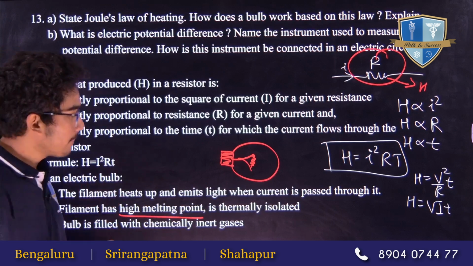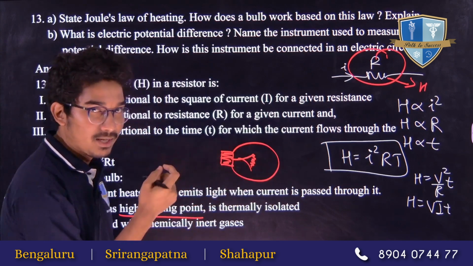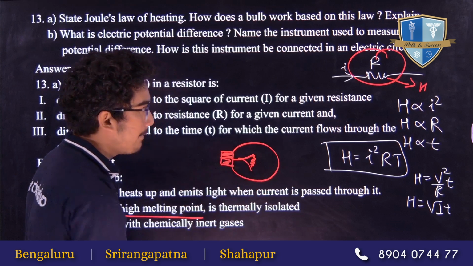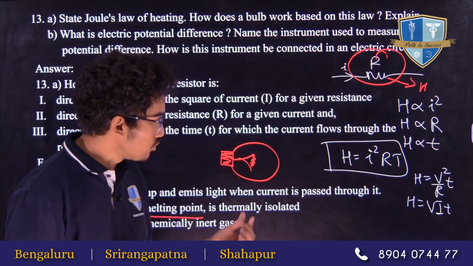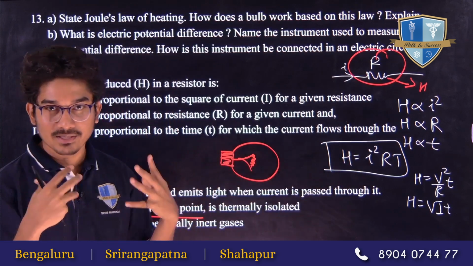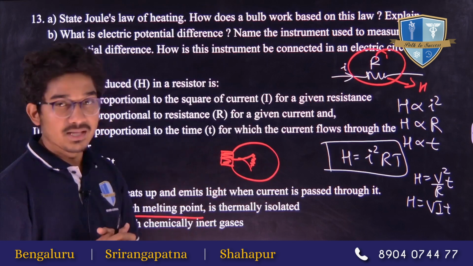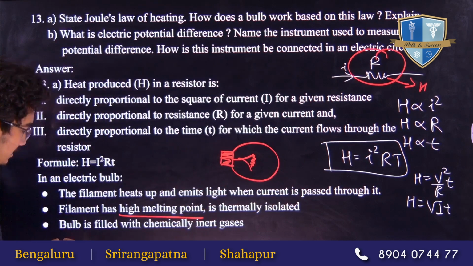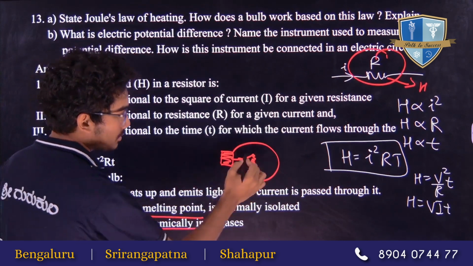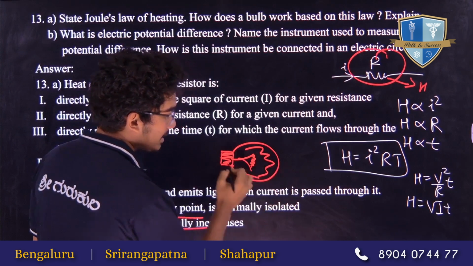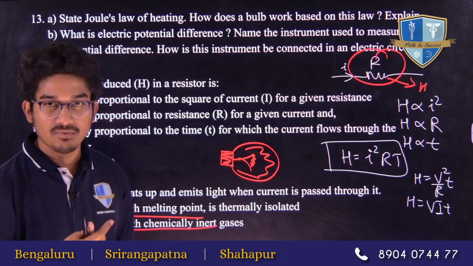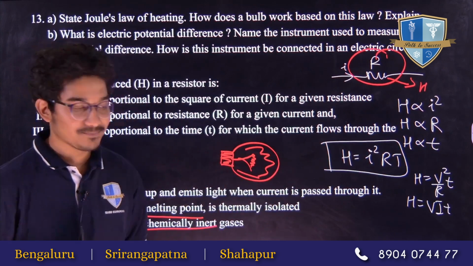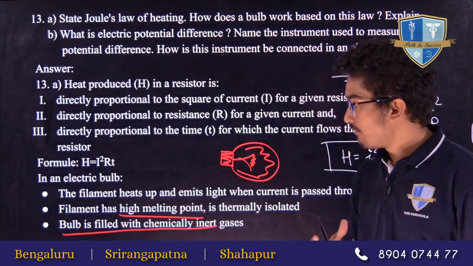Now what is happening? The current will pass through this filament which has some resistance, right? So it will generate heat, and after generating a big amount of heat, it will start glowing. And the third point is the bulb is filled with an inert gas. So there will be gases inside it, correct? And that gas will be inert so that it will not react with this filament. That's how the bulb works.